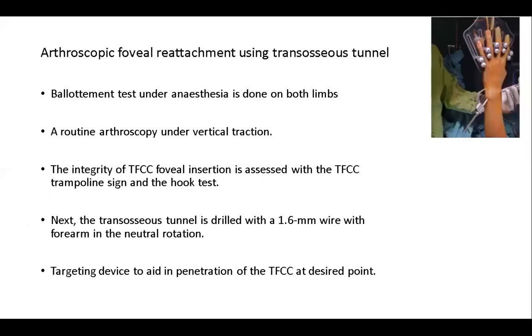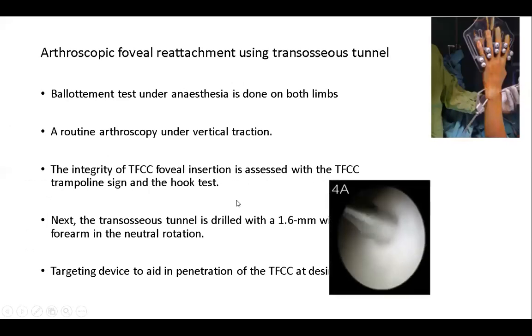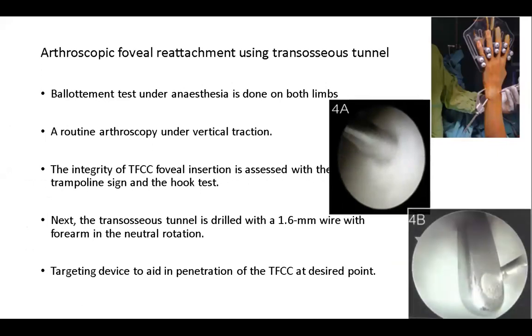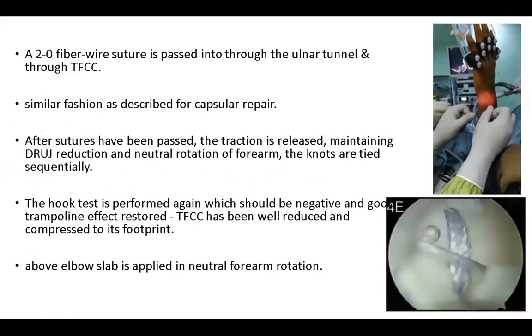Next, foveal detachment: arthroscopic foveal reattachment using a transosseous canal. Routine arthroscopy is done under vertical traction. Trampoline and hook tests are done. Next, a transosseous tunnel is drilled with a 1.6 mm K-wire with the forearm in neutral position. A targeting device like this can also be used. The fiber wire is passed into the tunnel and through the TFCC, and the rest of the repair procedure is similar to the capsular repair.